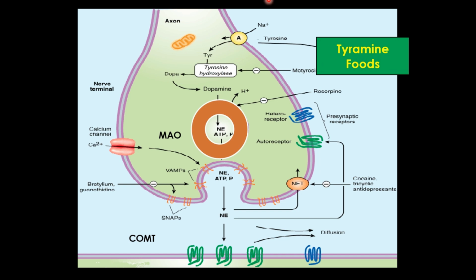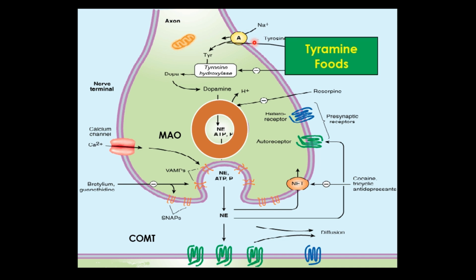Now this tyramine is converted into tyrosine outside the neuron, and at the neuron there is a tyrosine sodium co-transport pump, which transports the tyrosine inside the neuron. And this tyrosine, when acted on by the enzyme tyrosine hydroxylase, is converted into dopamine, and this dopamine is finally converted into norepinephrine, which is packed inside the vesicle.